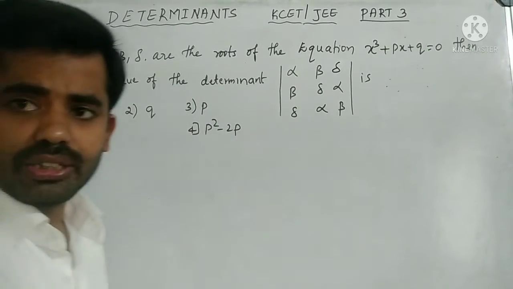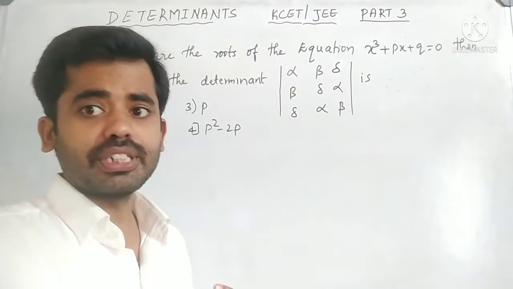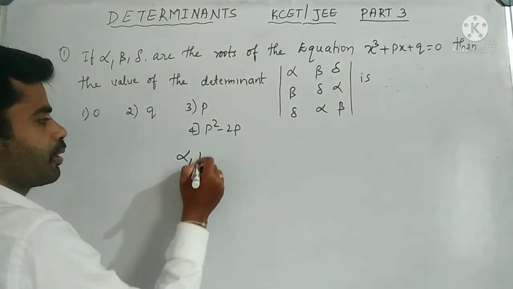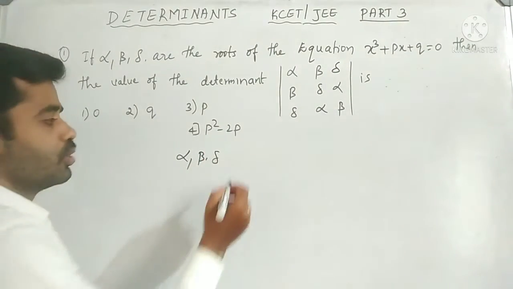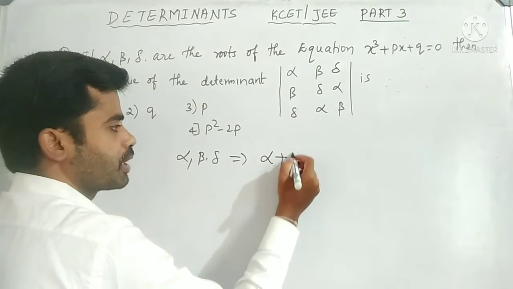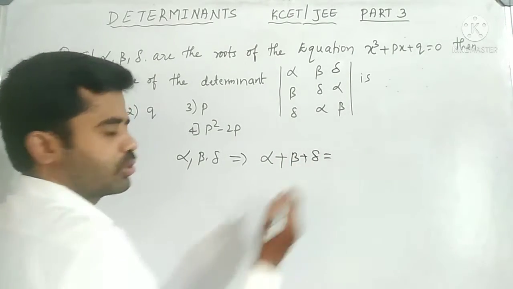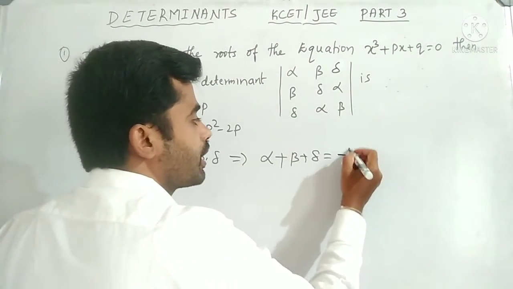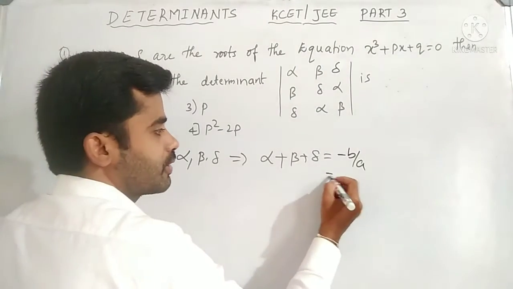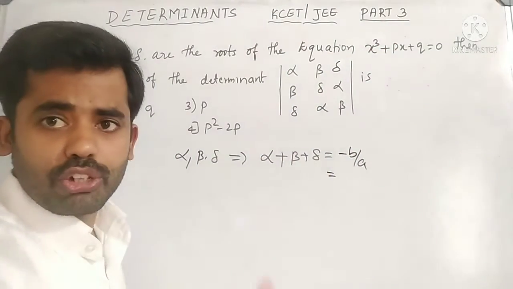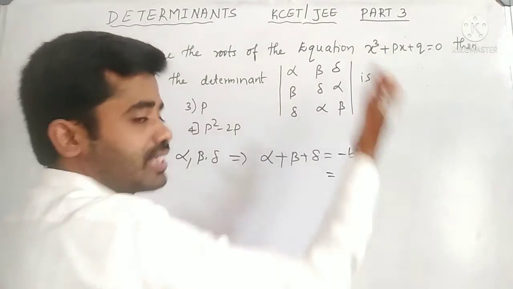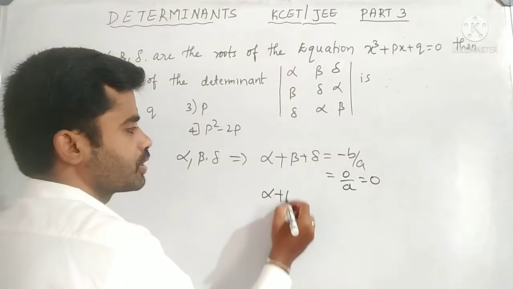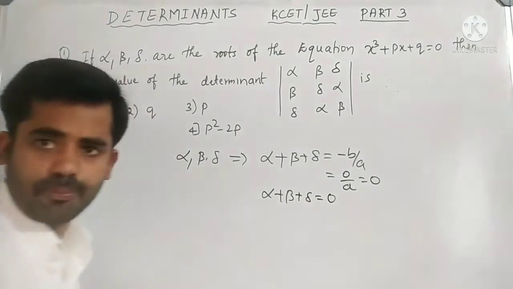Then we know the sum of the roots of the cubic equation. If alpha, beta, delta are the roots, then alpha plus beta plus delta is equal to minus b by a. The x square coefficient is not there, so b becomes 0, and 0 by anything is 0. We got it, alpha plus beta plus delta is equal to 0.